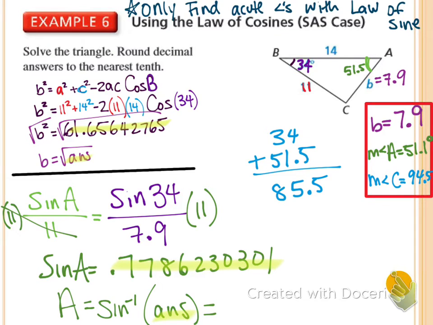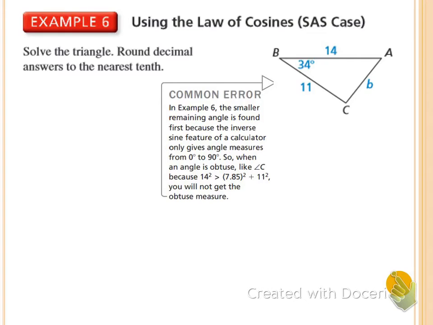So how did I know to start with b squared? Because that was the angle they gave me. So that's where we started. Once you use the law of cosine, from there you have a known pair, and you'll use the law of sine. Okay? We'll keep practicing. This is just saying what I just told you. We found the smaller angle first because the inverse of sine doesn't work for an obtuse angle. So when you hit shift sine, it'll only do acute angles.